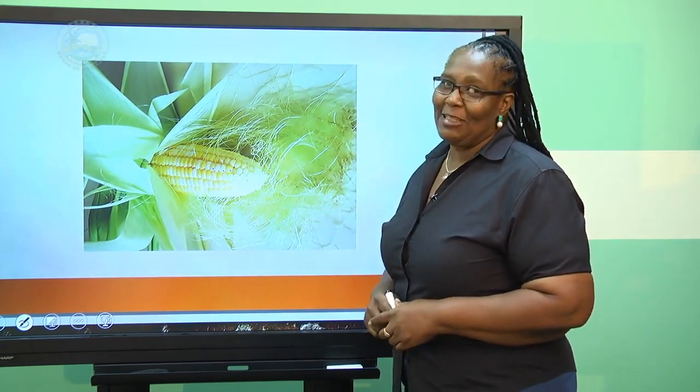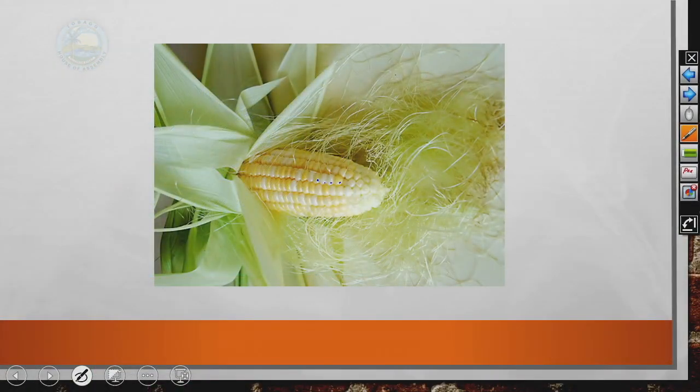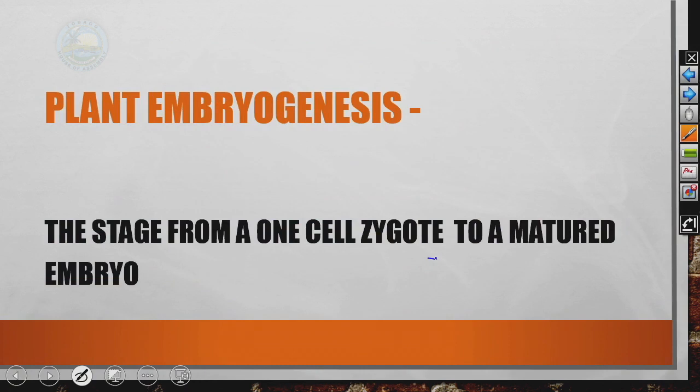Just take a look at it and you'll see you can actually follow each pollen tube to every single corn seed. Each corn seed has its own pollen tube. Interesting, isn't it? Good? So the last thing we're going to look at today would be embryogenesis, plant embryogenesis.